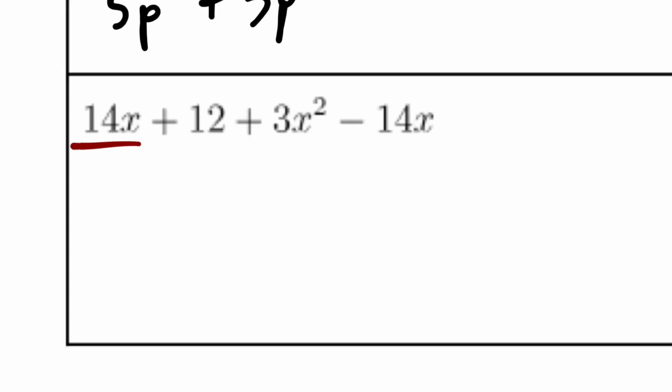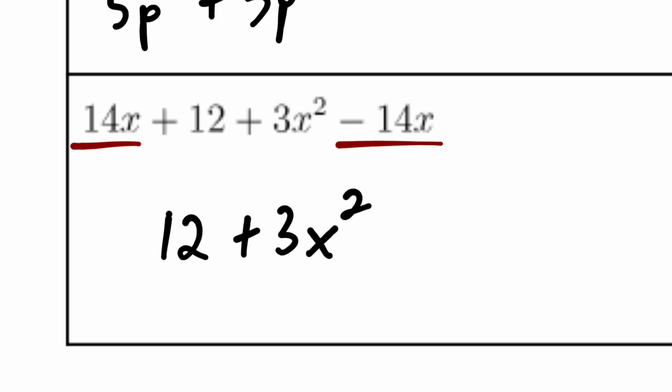What happens if we're taking 14x minus 14x? Well, 14 minus 14 is 0. 0 times x just goes away completely. A lot of students like to leave the x there. That's not correct if, when you're adding and subtracting, you get 0.